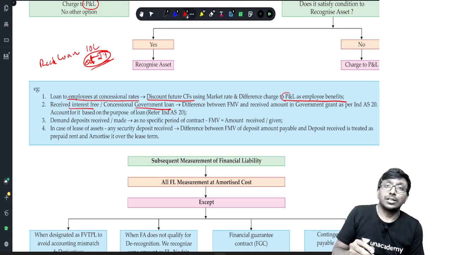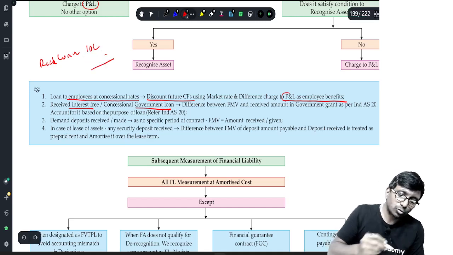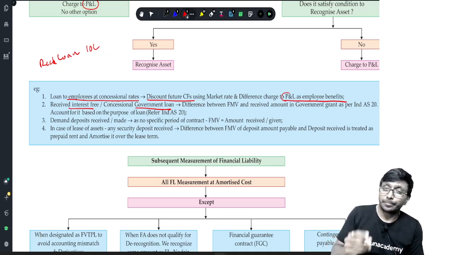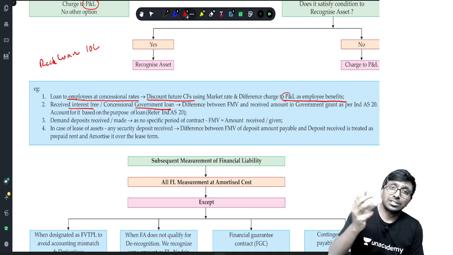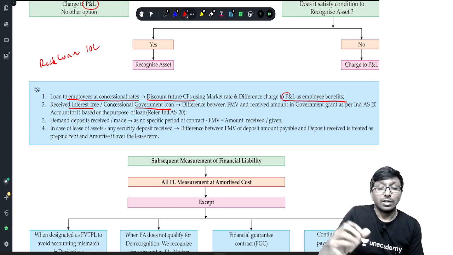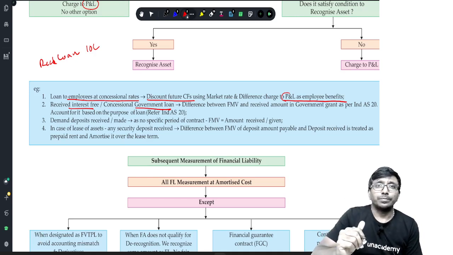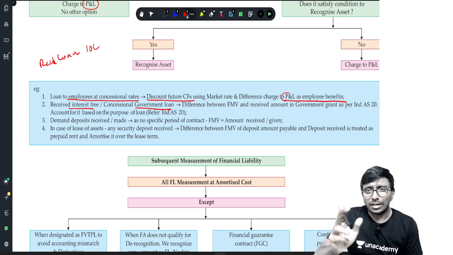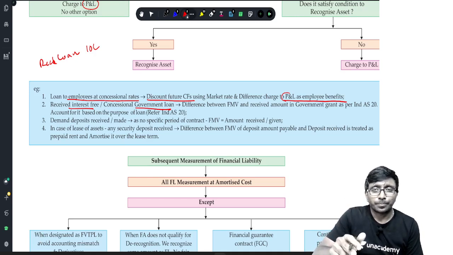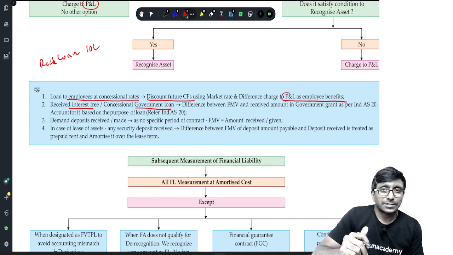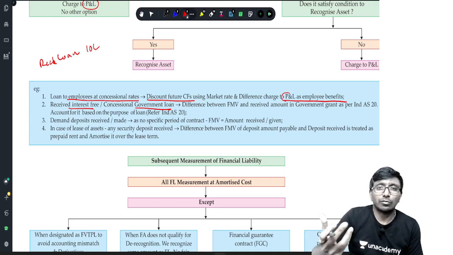Under that circumstance, what are you supposed to do? At 2%, you determine the present value of the loan. A gap is there, no? The gap is nothing but a government grant. Now you are supposed to look at the difference amount. What should I do with the difference amount? First question you should ask: is the loan given for what purpose? Loan is given for what purpose, my dear?